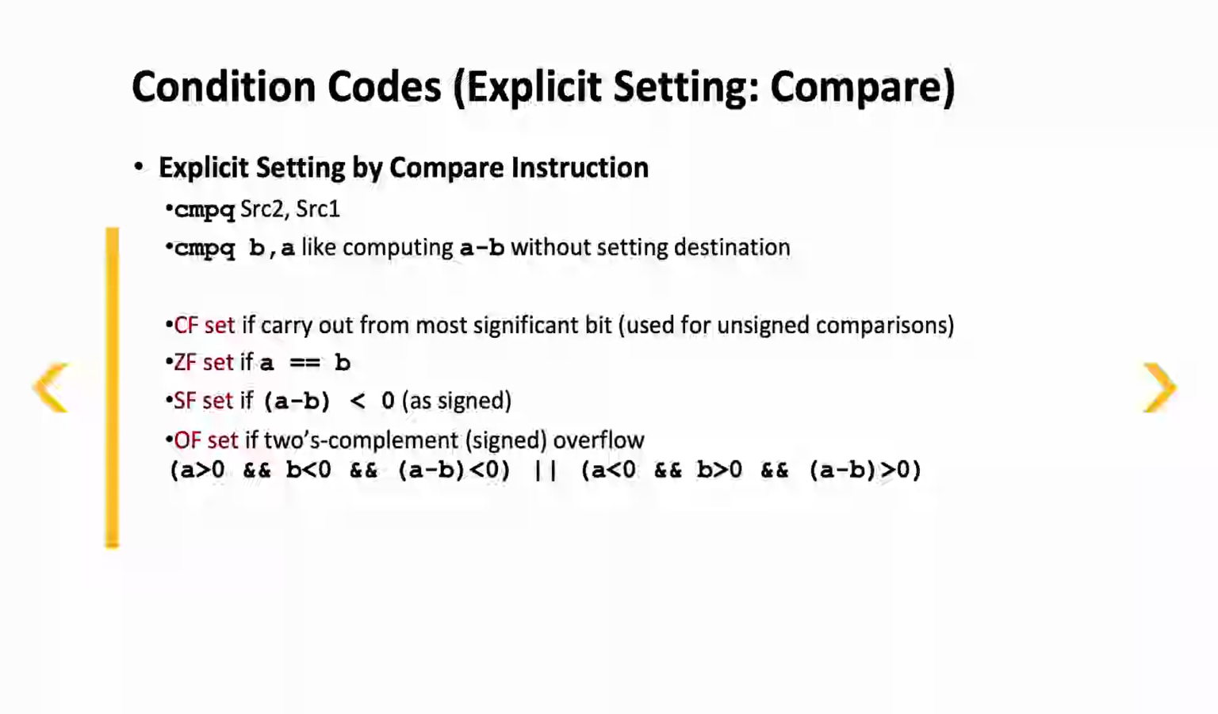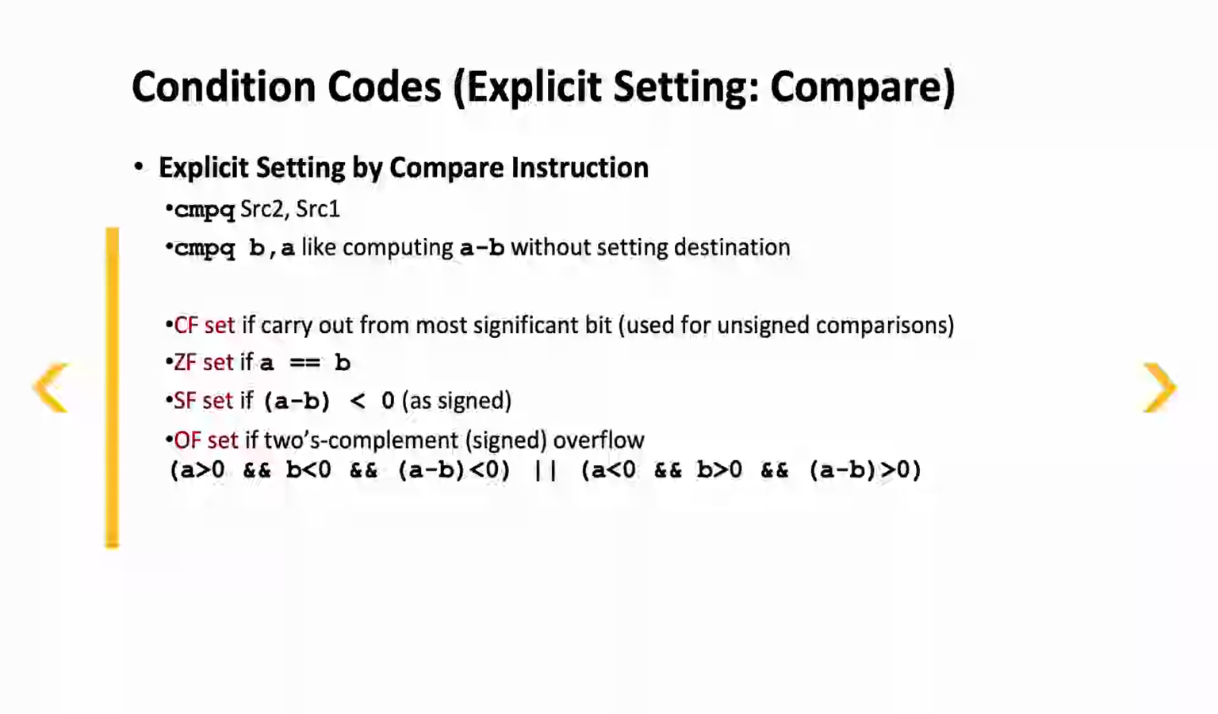So if there's carry out from the most significant bit, we'll set the CF flag. If A is equal to B, we'll set the 0 flag, right? Because at that point, A minus B would be 0. If A minus B is less than 0, we'll set the sign flag.